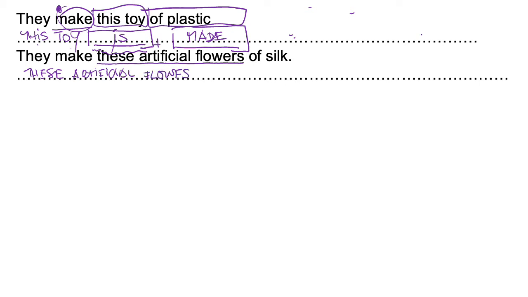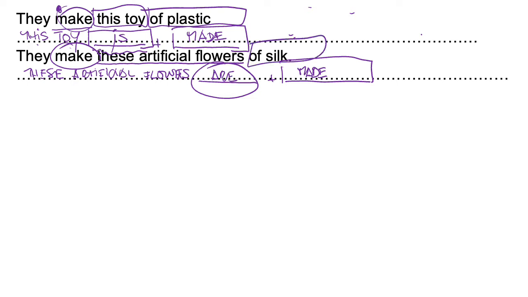Then I'm going to identify the verb. Here it is. I've got just one word, so two words. Third step, I'm going to write here the past participle, made. Next step, I'm going to write here the verb to be exactly in the same tense, and we've got here make. So these artificial flowers are made, and then the rest of the sentence, of silk.